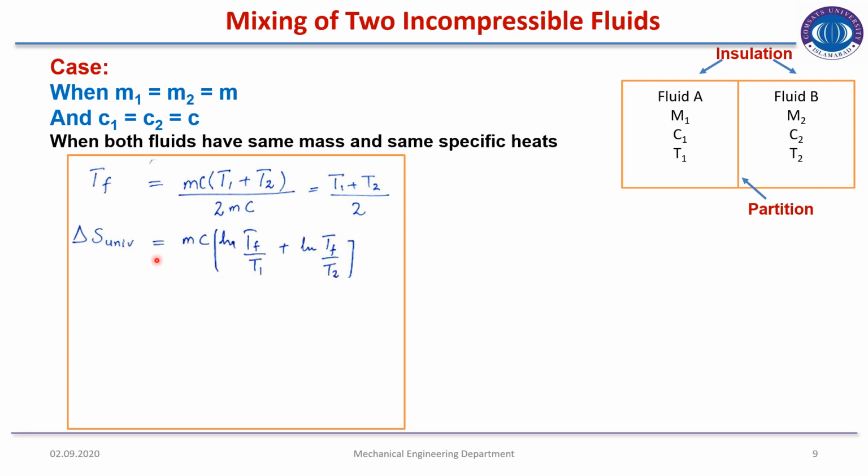So change of entropy of universe is mc [natural log Tf over T1 plus natural log Tf over T2]. So here we have used the property of natural log. We have taken log outside of the bracket, and for the addition sign we have converted it into multiplication. So change of entropy of universe, when both fluids have the same mass and same specific heat, can be calculated by mc natural log Tf squared divided by T1 T2. Tf can be calculated by (T1 plus T2) divided by 2, so that is the average value of T1 and T2.